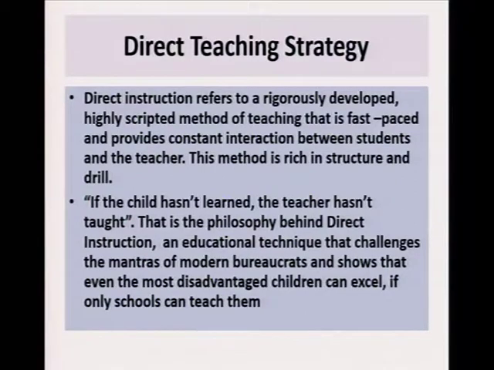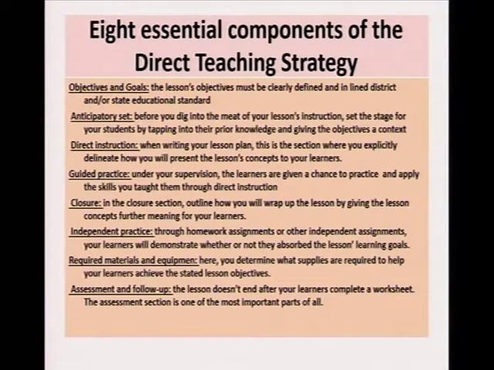Okay, so this strategy challenges us to teach so that the learners can learn. In other words, if no teaching, no learning took place, then it means teaching did not take place. Most essentially, the direct teaching strategy has 8 essential components in it. In order for us to implement the direct teaching approach, there are 8 things that should be in place in terms of our lesson plans, in terms of our implementation of the lesson.